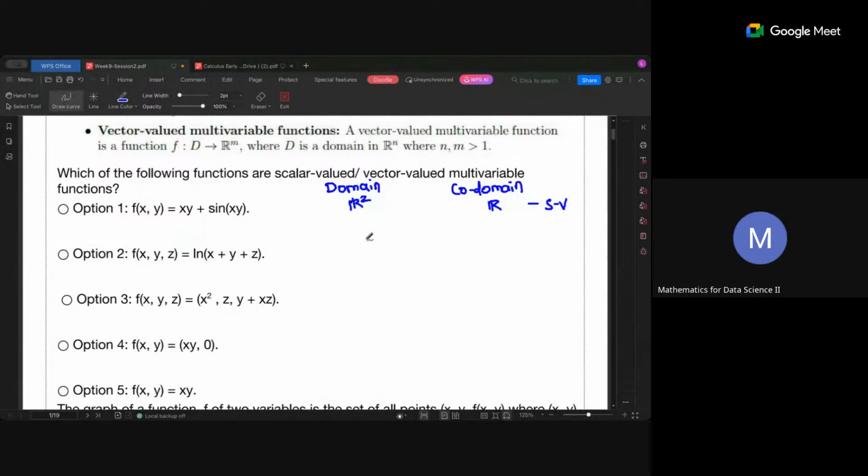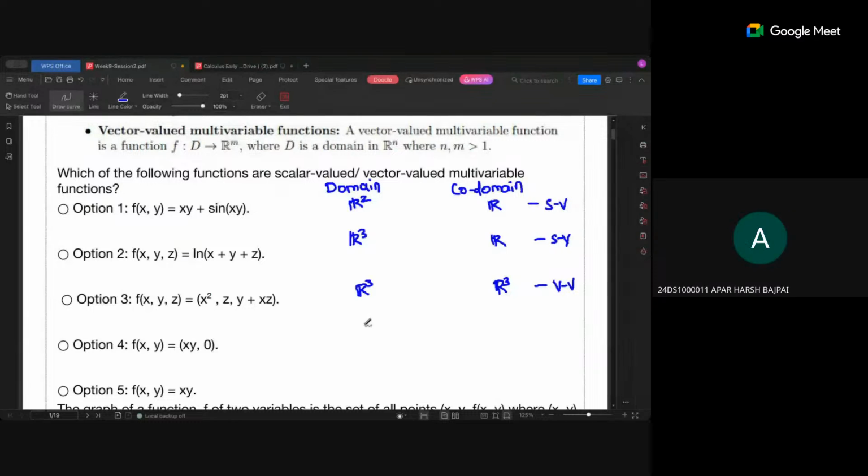What is the domain in option 2? R3. And the codomain? R. So is it scalar valued or vector valued? Scalar valued. What about option 3? The domain is R3, and the codomain is R3. So is it scalar valued or vector valued? Vector valued.